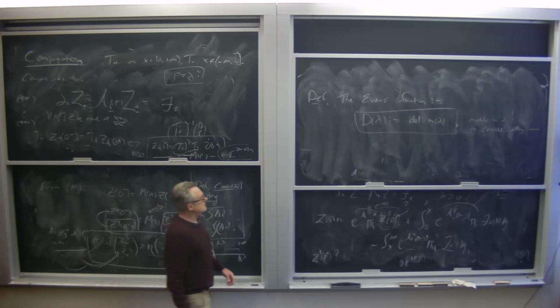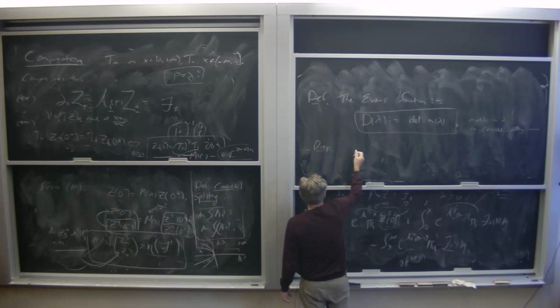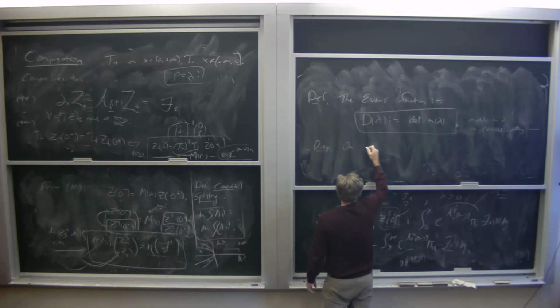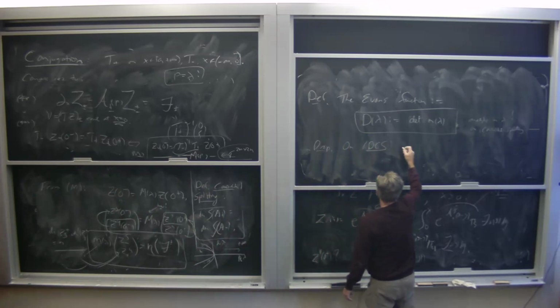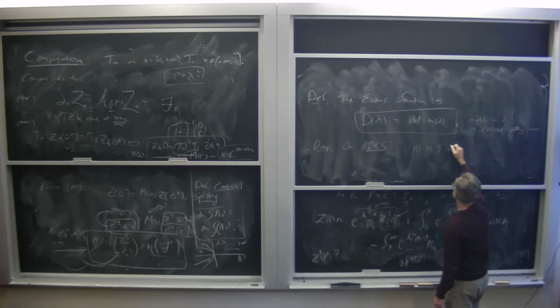So the proposition is, on a domain of consistent splitting, rho of L is equal to the set where the determinant of M does not equal 0.